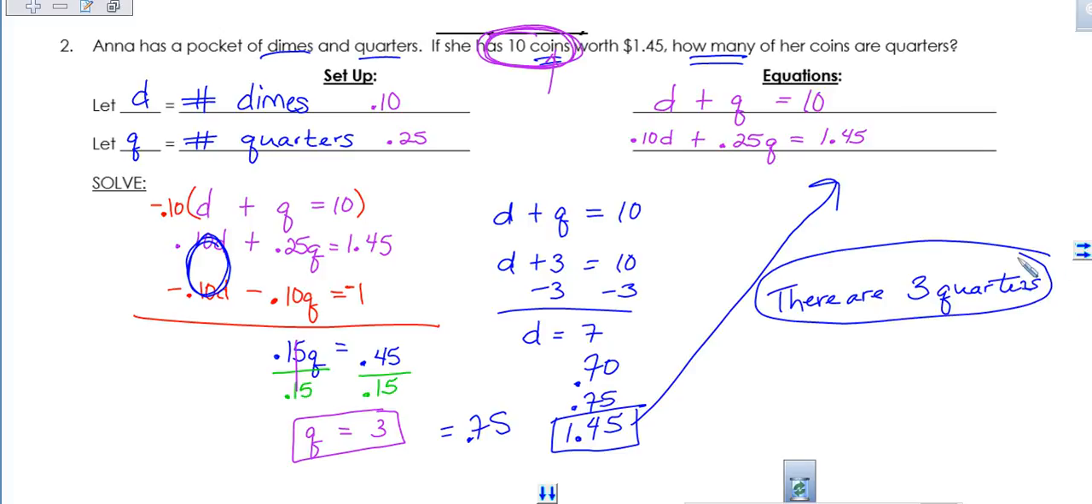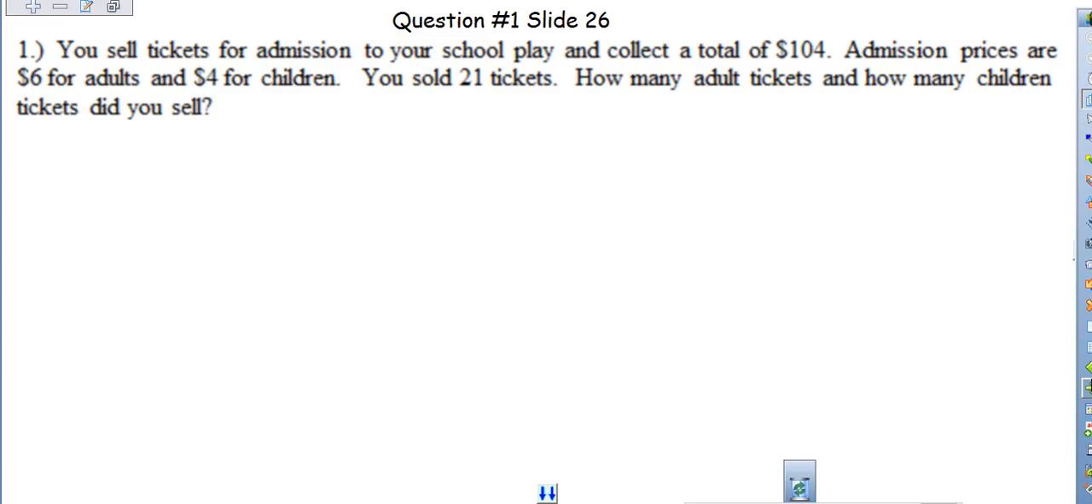Okay? Alright, so now this will take us away from slide 25 and move us forward to slide 26. This is question number 1 from slide 26. This question will represent a lot of the questions that you'll see for systems of equations. Before, when I said it'll mention 2 things 2 times, this is a perfect example of where you'll see that.